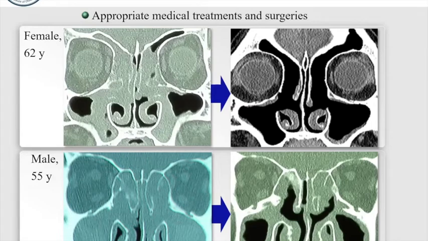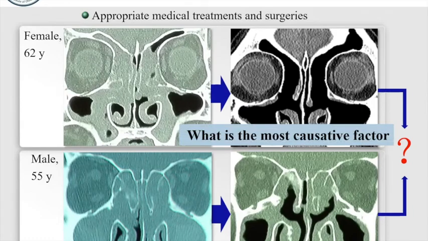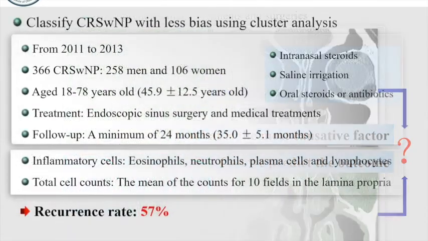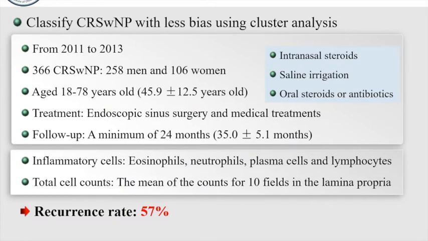These patients have been classified as refractory or difficult patients. The question here is, among so many factors which may cause the difference, what is the most causative factor? If we can find that factor, can we then predict the outcome of the surgical treatment? We have successfully linked the inflammatory patterns of polyps with the surgical outcome by using cluster analysis.